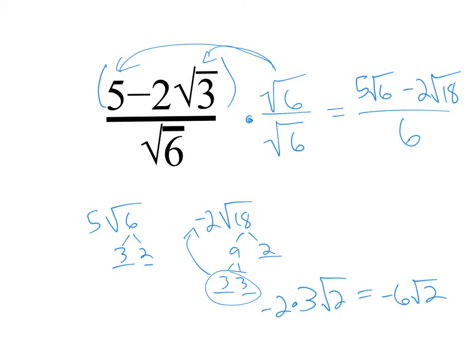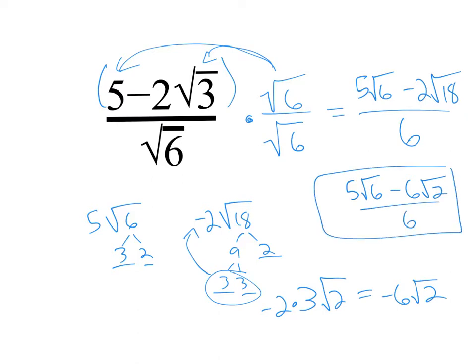So going back up top, we said that 5 times the square root of 6 cannot be simplified, but we did simplify negative 2 times the square root of 18 into negative 6 times the square root of 2, all over 6. So what we did here was we just simplified the second part into negative 6 times the square root of 2. So you always want to make sure your radicals are simplified as far as they can go.